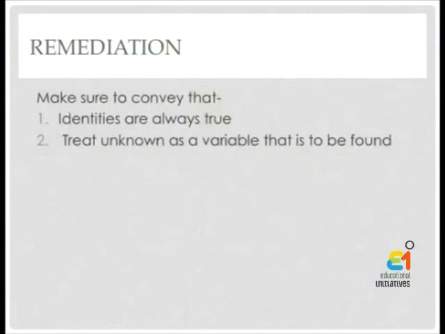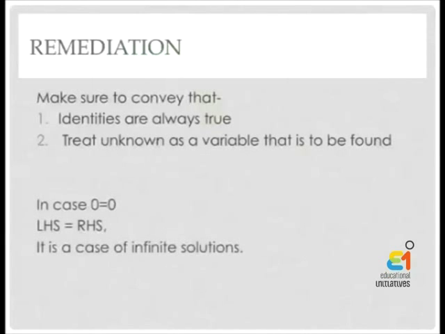Whenever identities are introduced as a topic, we have to make sure that we explain to the child that these identities are always true. And when equations are introduced, we have to make sure that they treat the unknown as a variable that is to be found. In case they happen to solve an identity, we must make them understand that 0 equals 0 actually means that whichever value the variable takes, LHS is equal to RHS and hence it has infinite solutions.